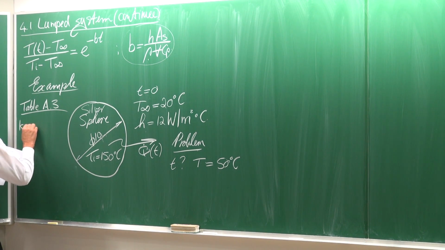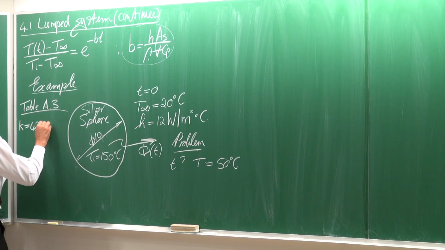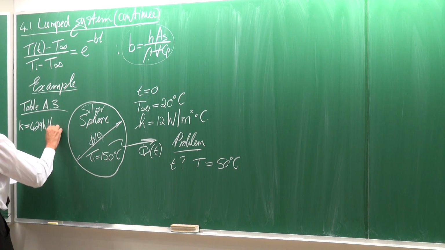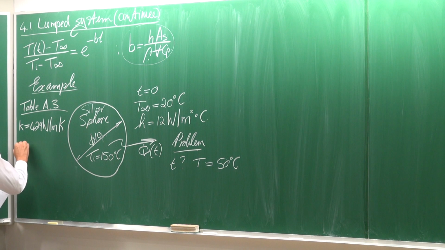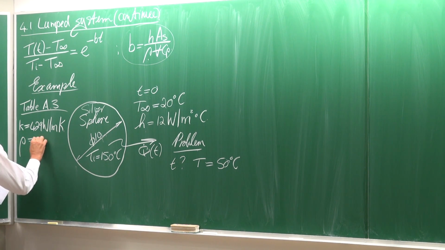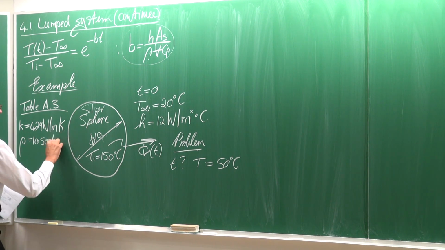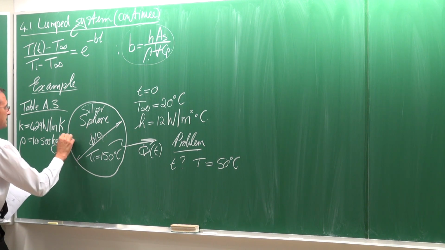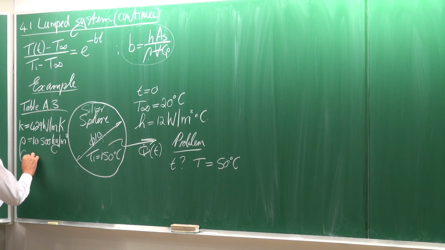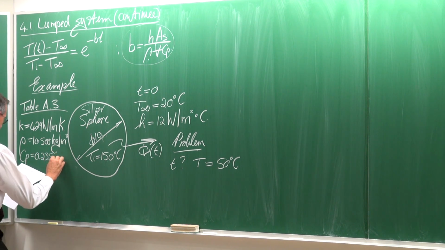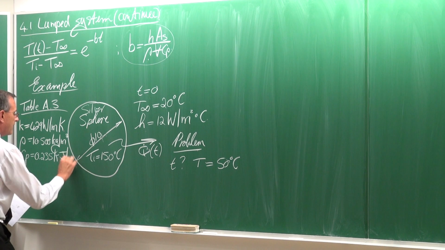The k value is equal to 429 watts per meter Kelvin. The density of the silver is 10,500 kilograms per cubic meter. And the CP value is equal to 0.235 kilojoules per kilogram Kelvin.